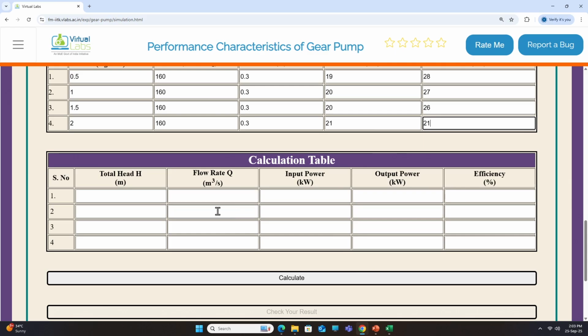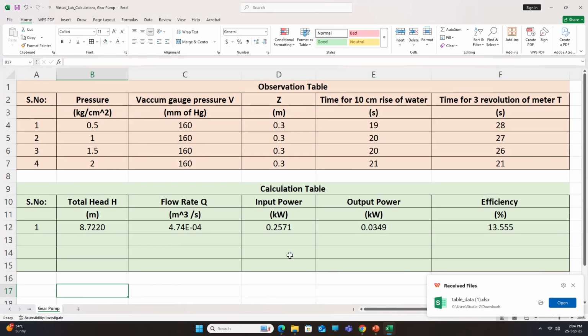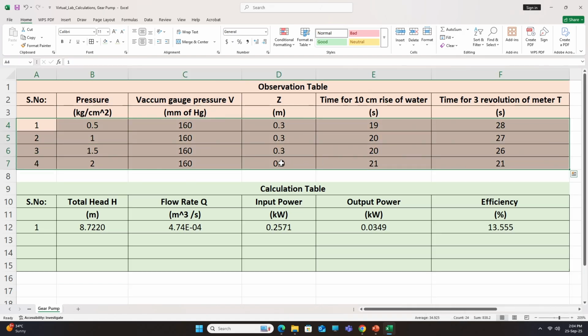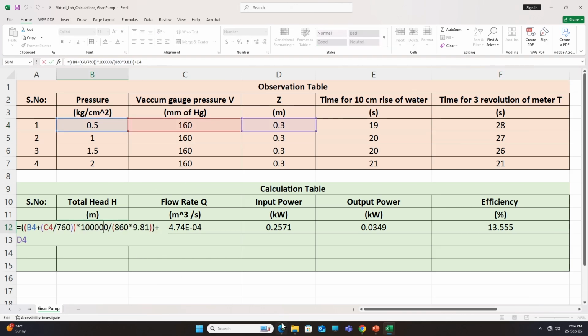To do this, I will again export this to Excel, and I have already developed an Excel sheet for you. To save on time, I have entered all the values of the observation table here. These are the values that we have taken or seen in the virtual laboratory demonstration. Now for the first value, that is for 0.5 kg per centimeter square of the pressure, and for these times 19 seconds and 28 seconds for filling of the water or oil and for 3 revolutions respectively, I have put the formulas here. What was H? H was this formula, you could see.